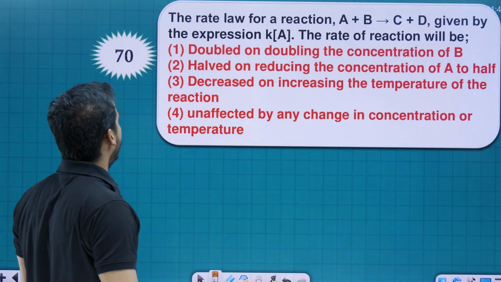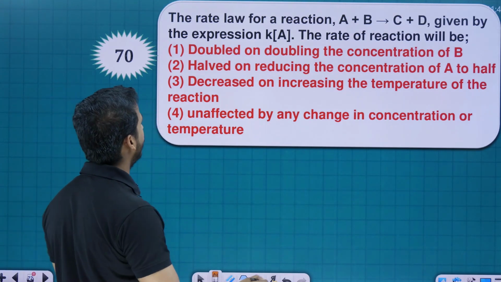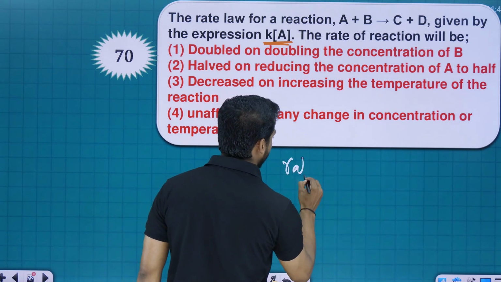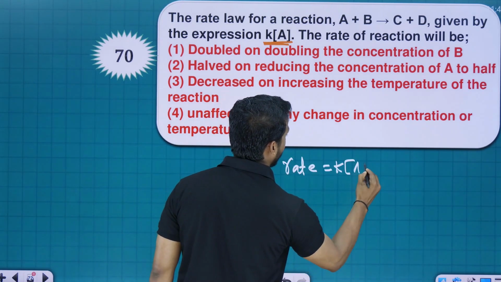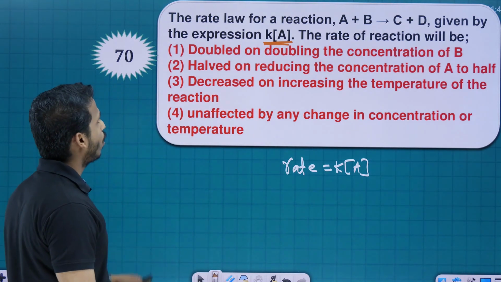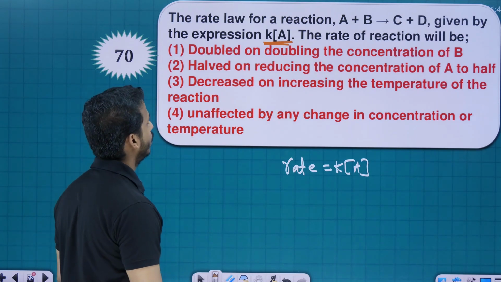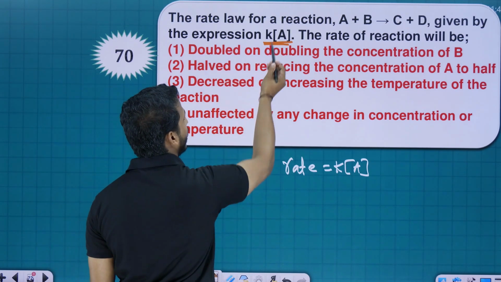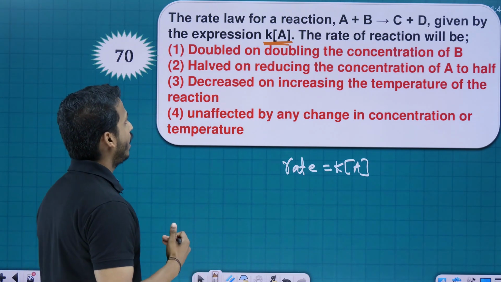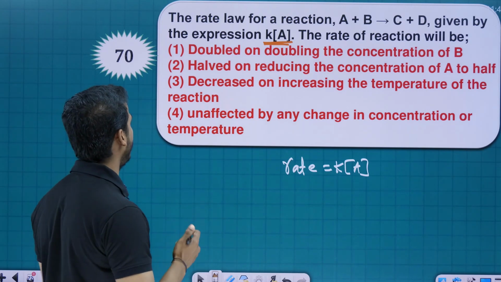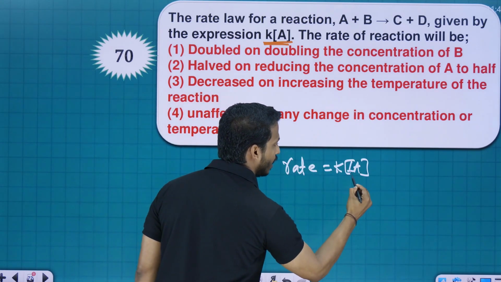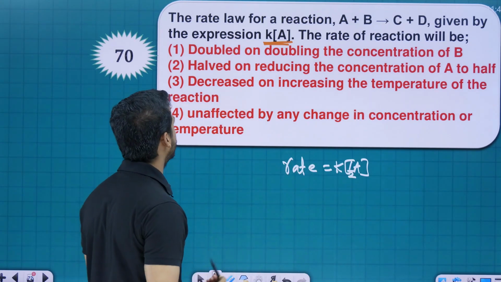More reactant will be consumed. The rate law for a reaction A plus B gives C plus D is given as rate is equal to K into A. Is the rate of reaction doubled on doubling the concentration of B? No, the rate expression is already given in terms of A, so it does not depend on B. Halved on reducing the concentration of A to half? Yes, if you reduce the concentration of A to half, the rate is also reduced to half, right?